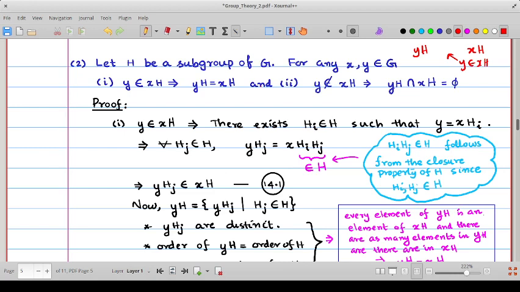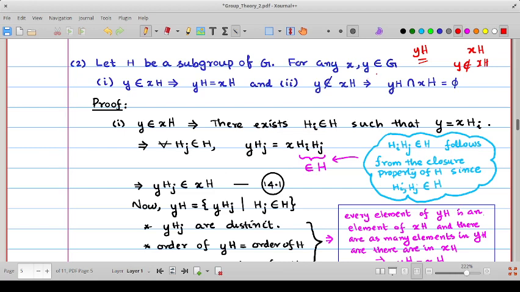Now, if it so happens that y is not an element of xH, then the cosets yH and xH will have no common element. So I have constructed xH and y is not an element of xH. It's different from the set of elements of xH. Then the coset yH and coset xH will not have any common element.